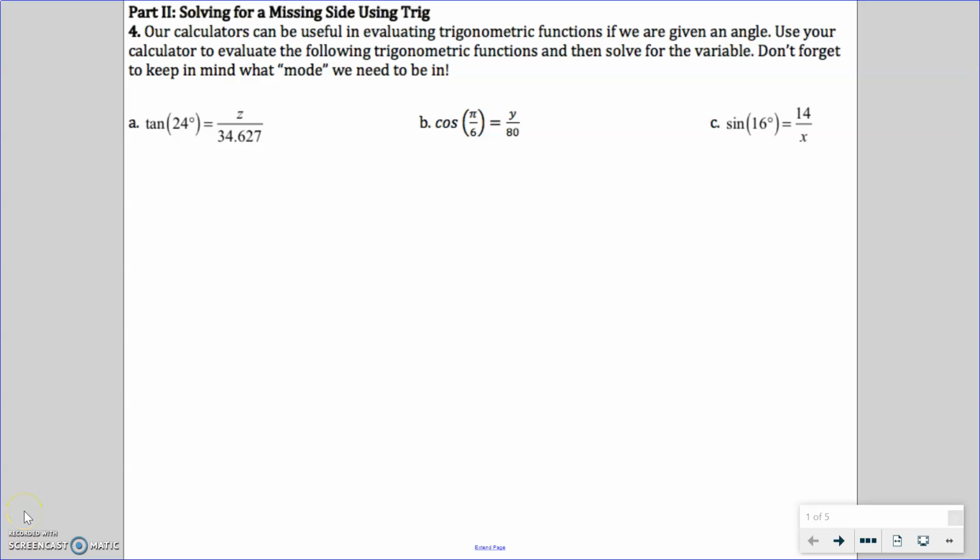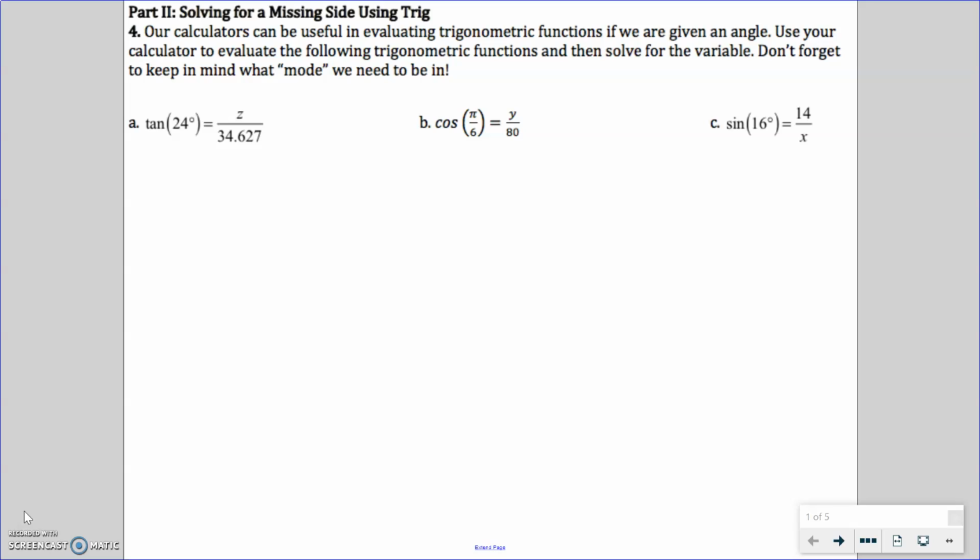Good morning, everyone. Last week we were talking about typing in sine, cosine, and tangent, and we introduced those three inverse trig functions. So there's actually six trig identities basically that we need to know. So today what we're going to talk about is how to actually use that to solve for sides on a triangle. It's going to be a little bit of review, a little bit of new material. Our calculators can be useful in evaluating trig functions if we're given an angle.